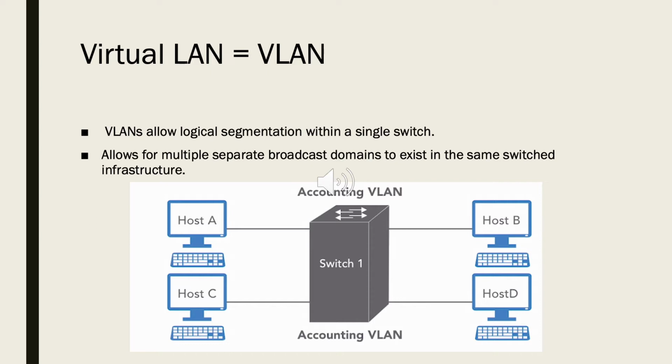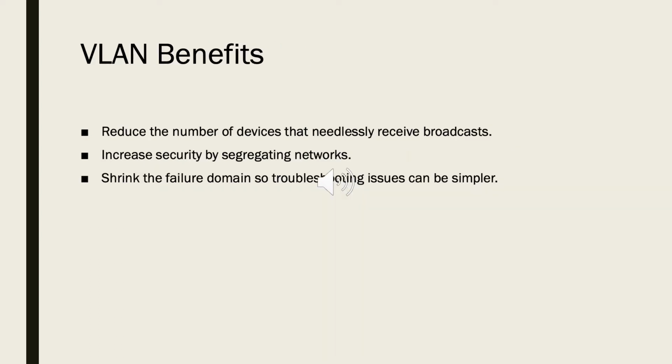This is where virtual LANs, or VLANs, come in. VLANs allow logical segmentation within a single switch. A VLAN allows for multiple separate broadcast domains to exist in the same switched infrastructure. VLANs have many benefits. They reduce the number of devices that needlessly receive broadcasts. They increase security by segregating networks, and they also shrink the fault domain so troubleshooting issues can be simpler.